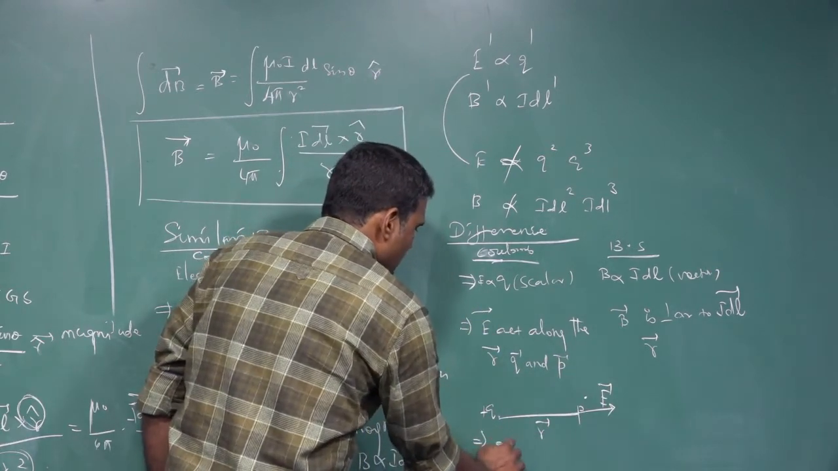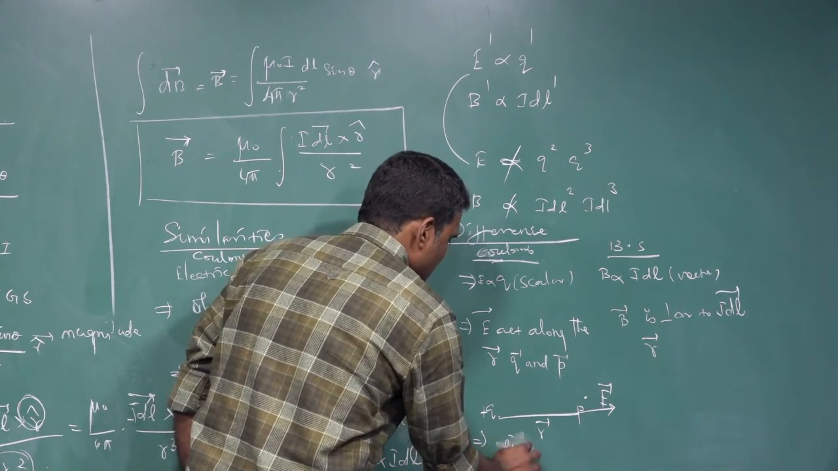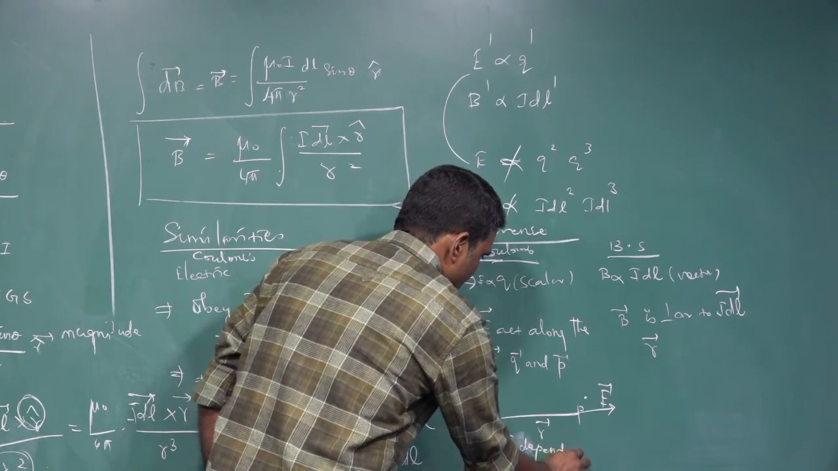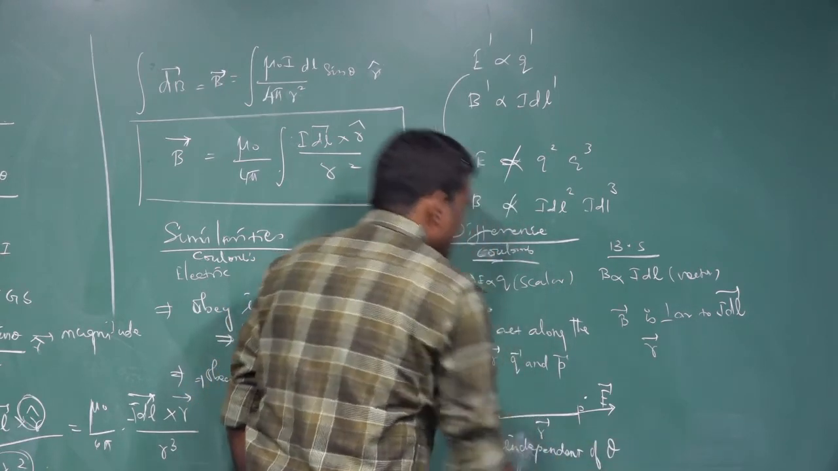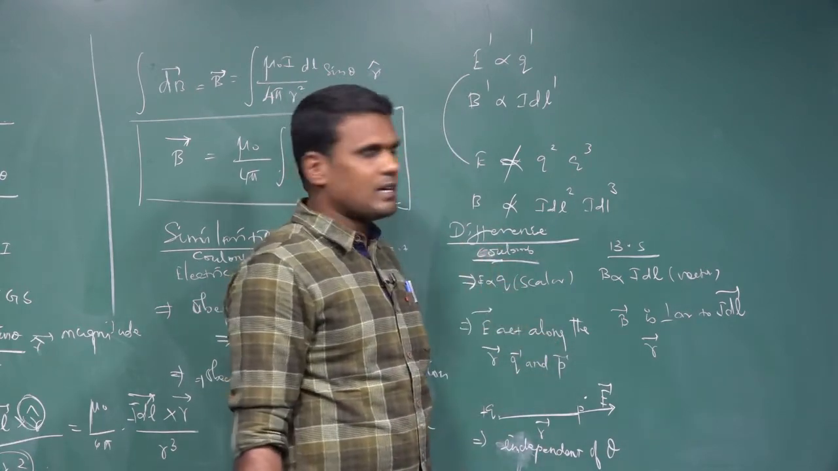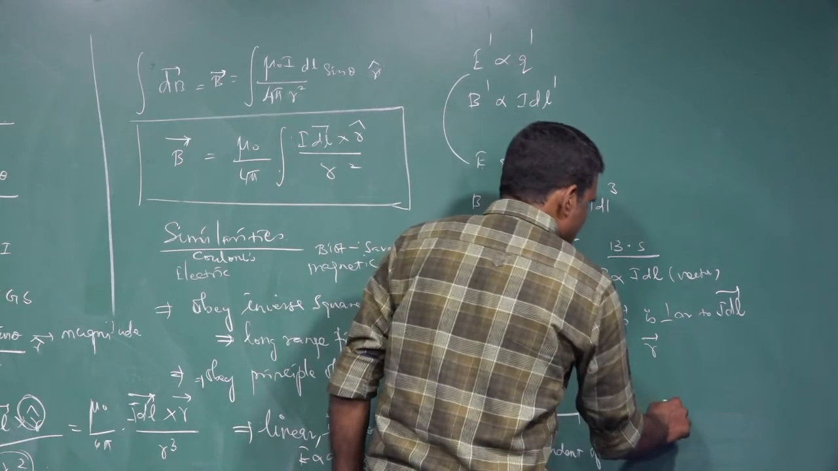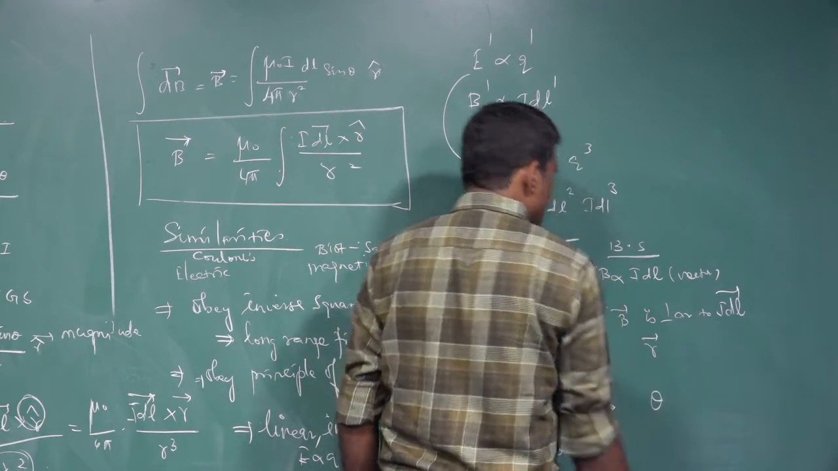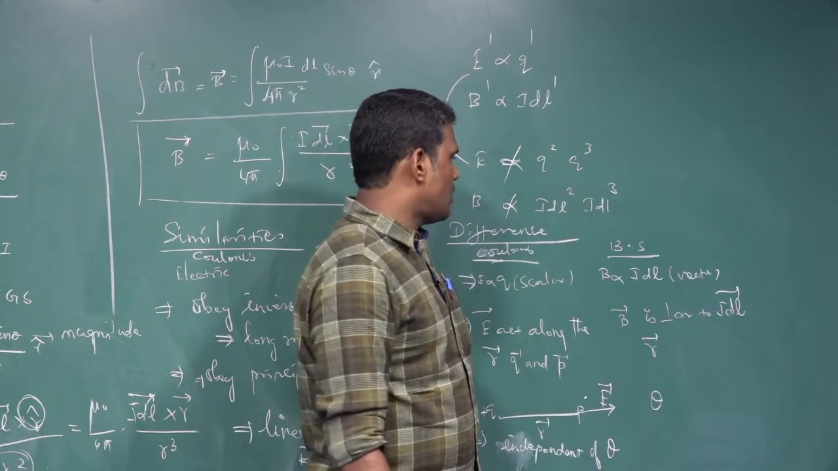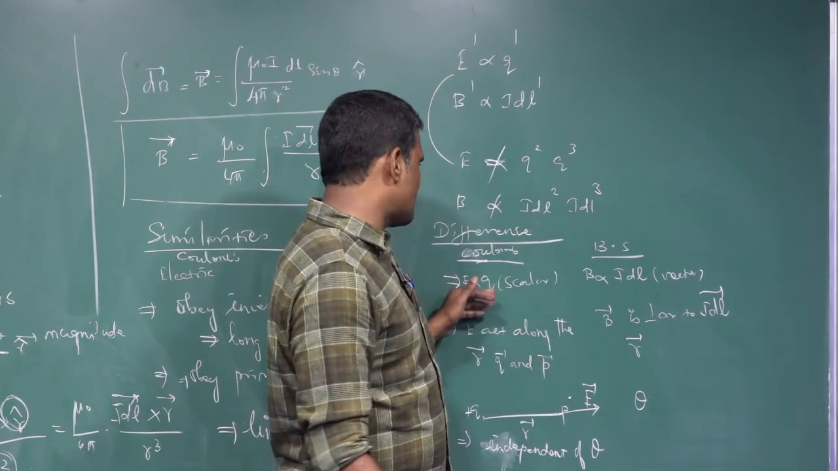Electric field is independent of angle theta. There is no such term theta existing in the determination of electric field. Whereas in Biot-Savart's law, the magnetic induction depends upon the value of theta, the angle between the current element and the position vector. So we can say the difference between Coulomb's law and Biot-Savart's law is very simple.